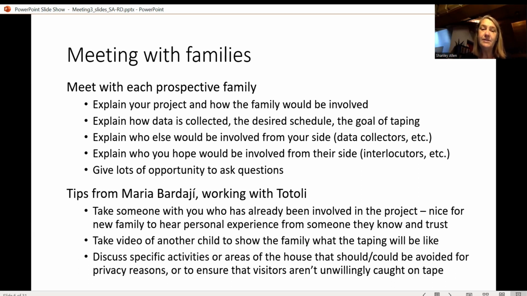Then another idea is to take a video of another child, of course with their permission, to show the family what the taping will be like. So what it would be like to see their family on tape and what kinds of situations you're going for, etc. And also to discuss specific activities or areas of the house that they would want to avoid for privacy reasons, or to ensure that visitors aren't unwillingly caught on the tape without their consent, or those sorts of things.